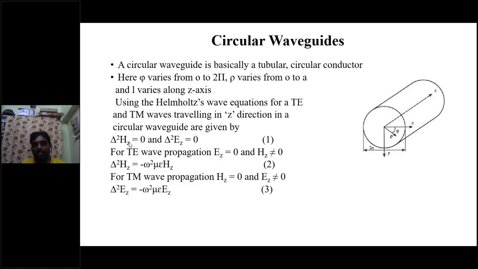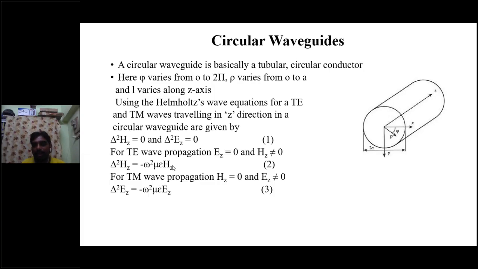Your expression can be changed in the form of dou square Hz by dou rho square plus 1 by rho square into dou square Hz by dou phi square plus dou square Hz by dou z square. But I will show this in our components. For TE waves, Ez equals 0 and Hz is different from 0. Using this Helmholtz equation, we can solve the field components H rho, H phi, Hz. For TM waves, we solve the components E rho, E phi, Ez, H rho, H phi, Hz.